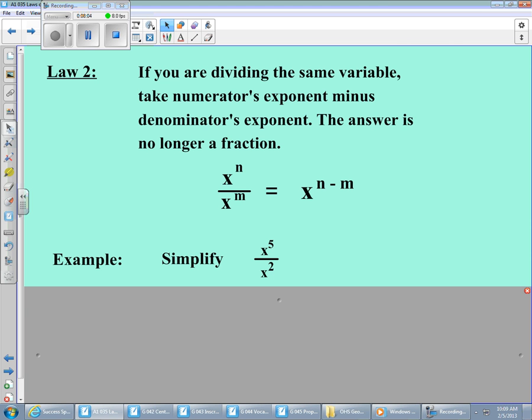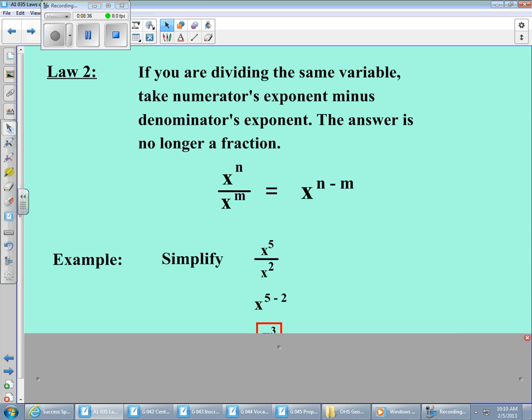Here we have x to the fifth being divided by x squared. When you look at the problem, you need to notice that the bases are the same, x divided by x. Okay, when this happens, when it's the same base, okay, we follow law 2. Law 2 says to take the numerator's exponent and subtract the denominator's exponent. Top minus bottom. Okay, so what's top minus bottom? 5 minus 2. Obviously, is going to be a 3.